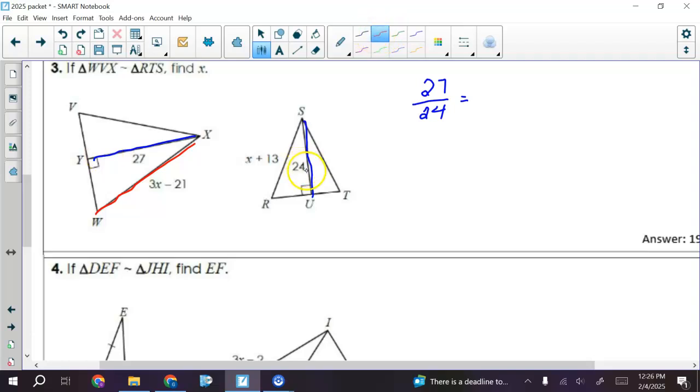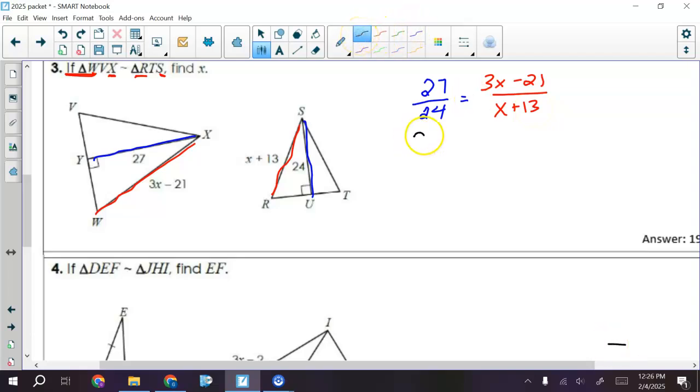So 27 over 24 equals 3x plus 21, 3x minus 21, over, and then if you couldn't see, if there's a lot going on here, remember you can always look up here WX to see what letters this other one should go with, RS. They only gave us one thing, so it's kind of obvious, but be careful with one like that. You might be given more information than you need.